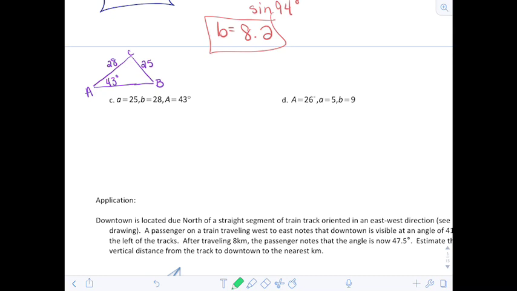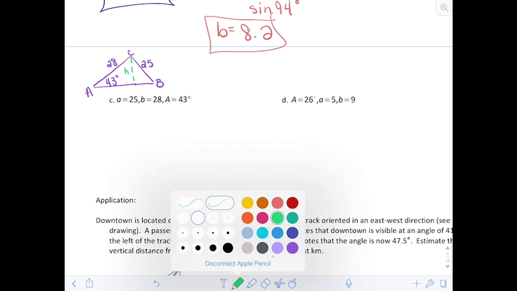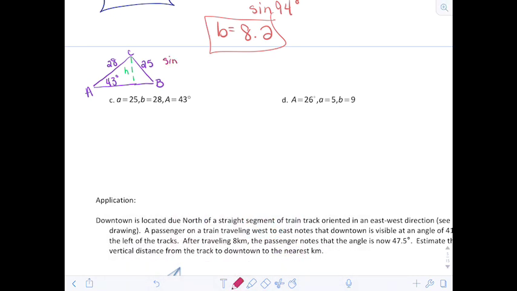So what we need to do is test the height. I'm going to draw this perpendicular height, and I'm going to see what that is. So the sine of 43 equals h over 28. And so then 28 times the sine of 43 equals h. So when I do this, I only get about 19. So what this means is this is the ambiguous case.